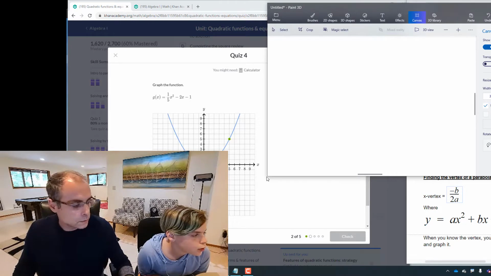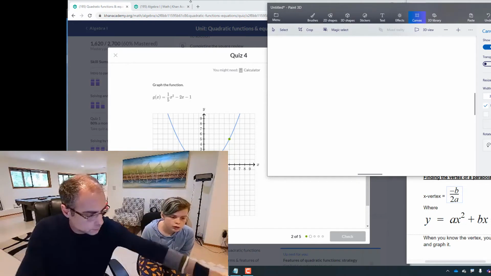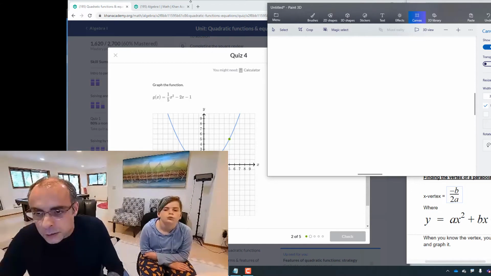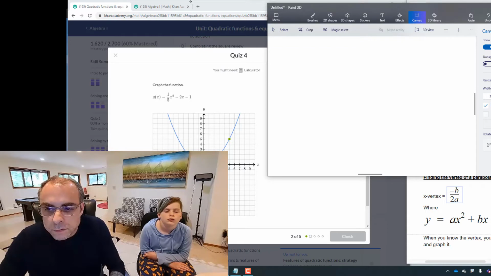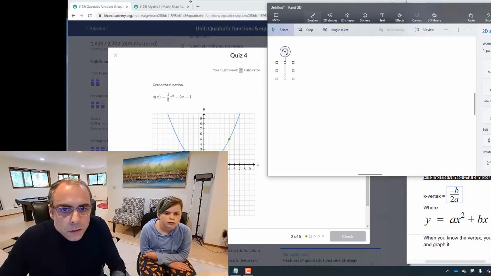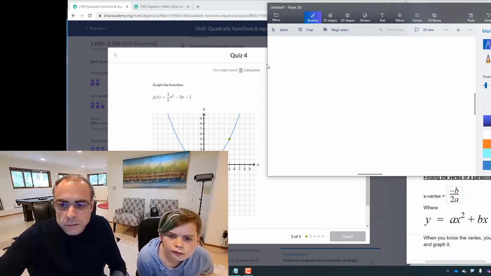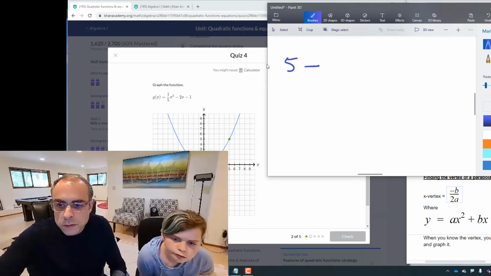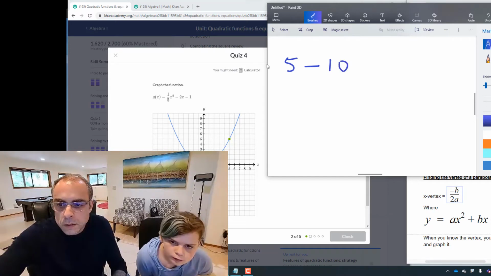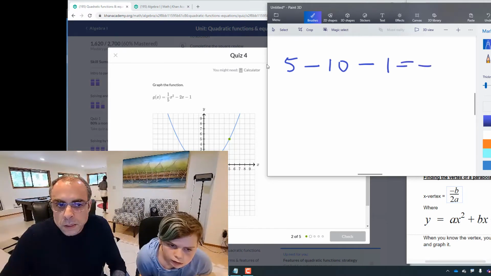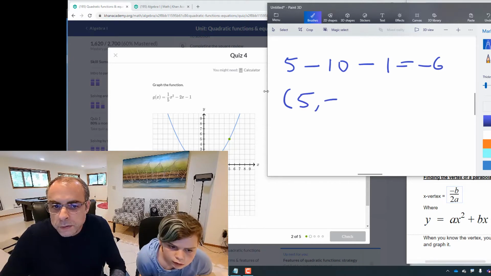So if we plug in positive 5, positive 5 squared is 25 divided by 5 is 5, right? So that would be 5, minus 2 times 5 is 10, minus 1. So that would be negative 6. So the vertex will be 5, comma, negative 6.